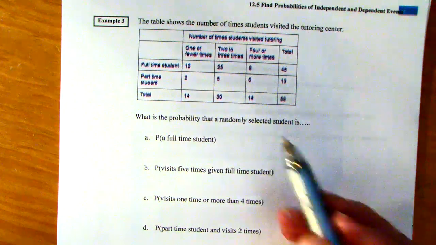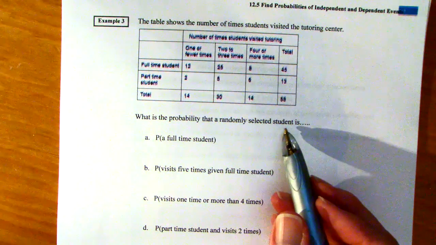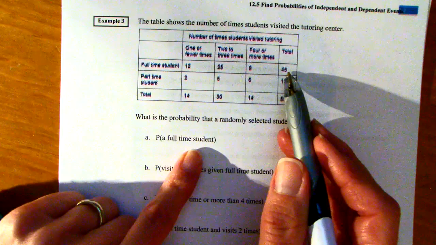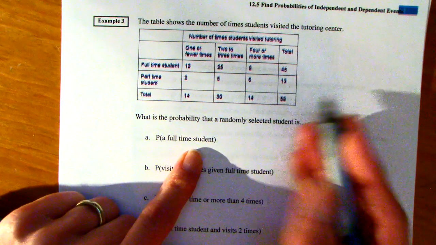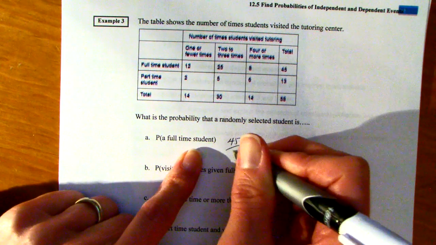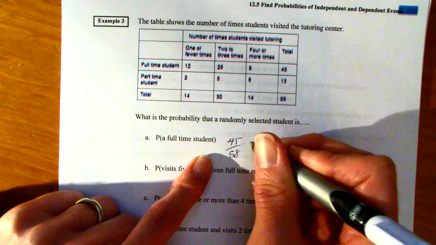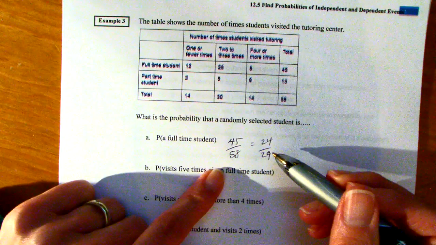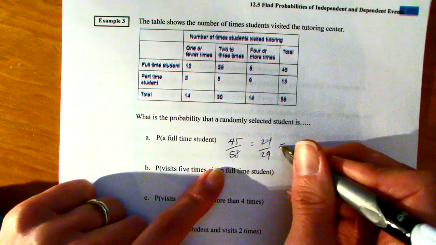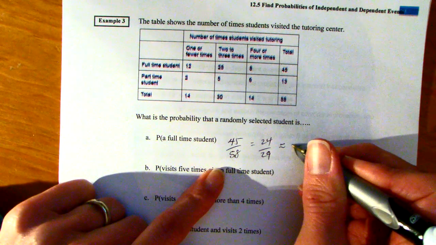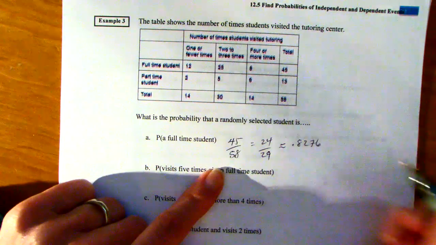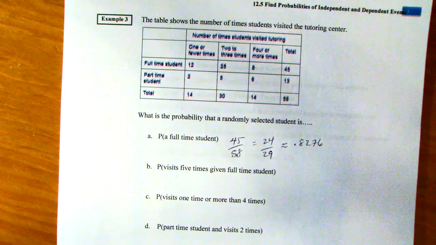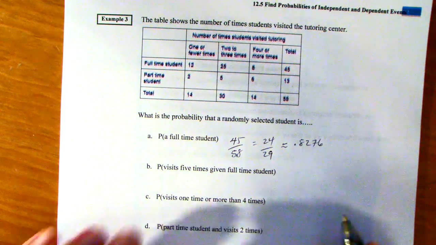If a student is randomly selected, what's the probability they are a full-time student? How many full-time students do I have? 45 out of 58. This does reduce, but reducing these fractions can get a little tricky, so you can go ahead and write down those decimals. AP always wants 3 decimals, so I say if you go 4, it's never going to hurt you. I might put 3 sometimes.